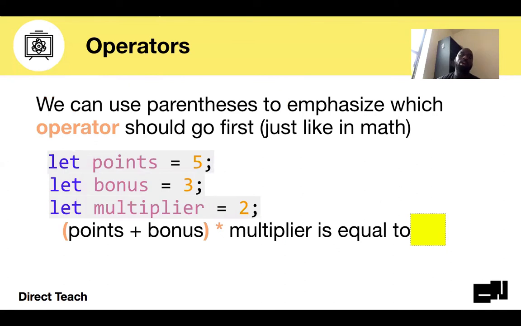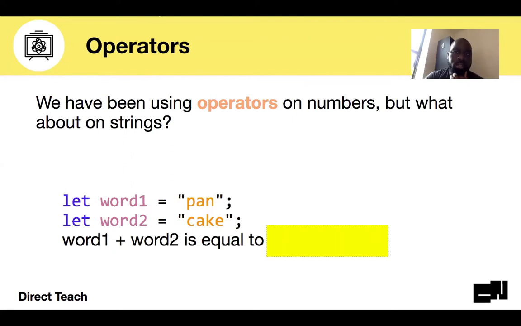Cool. We can use parentheses to emphasize which operator should go first, just like in math. So here we want to add points to bonus, which is 8, and then multiply it, which would give us 16. So that's how operators work on numbers. What about strings? So we have pen and cake. So word 1 plus word 2, that should give us pancake, one word.